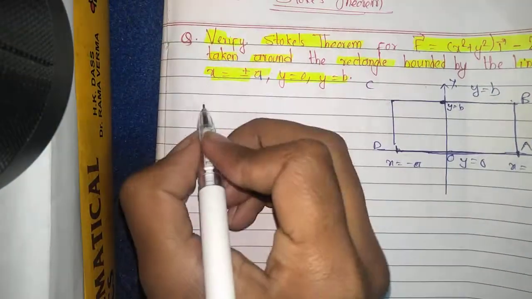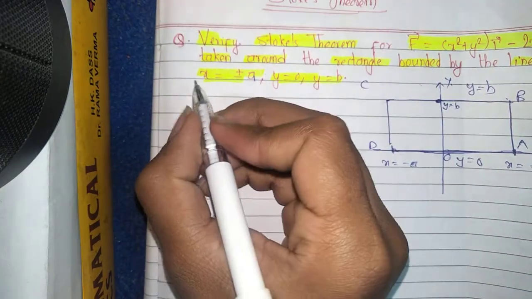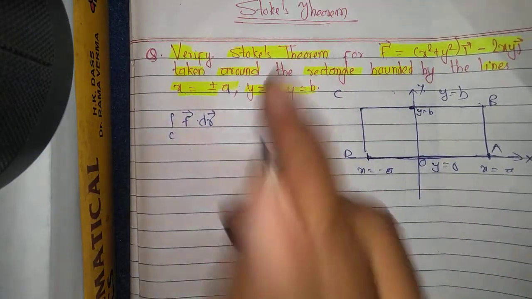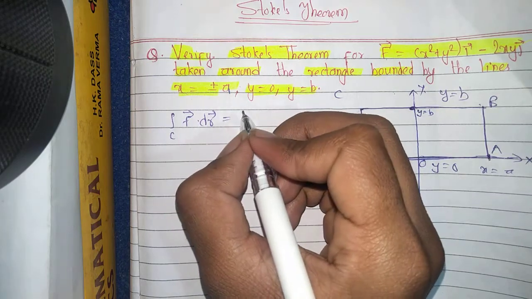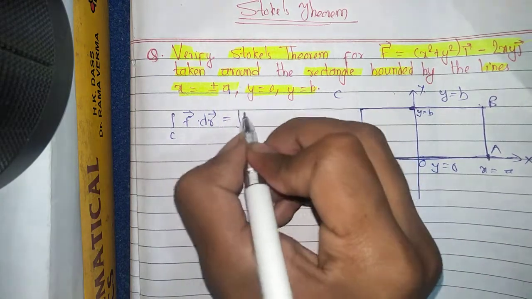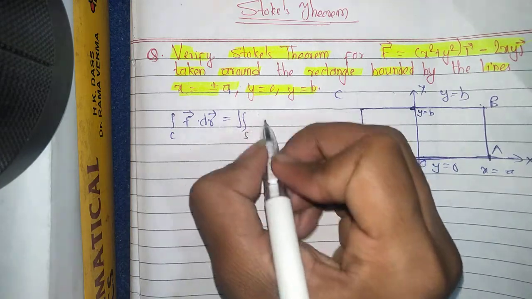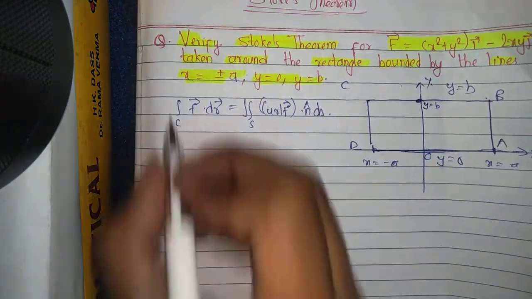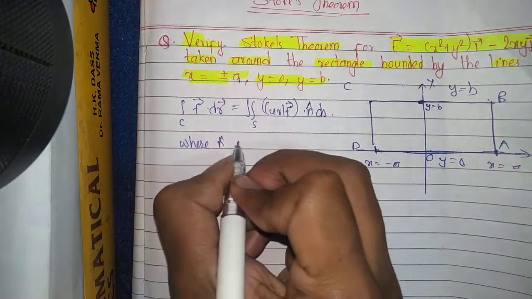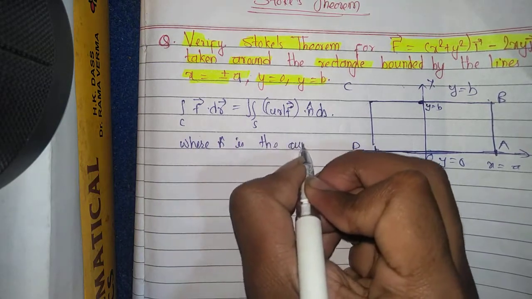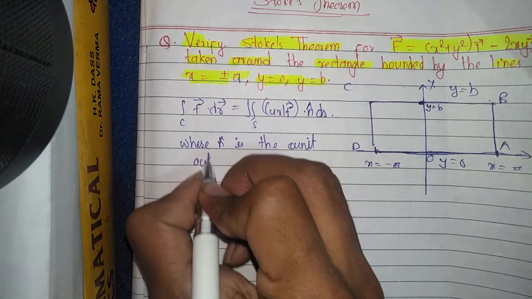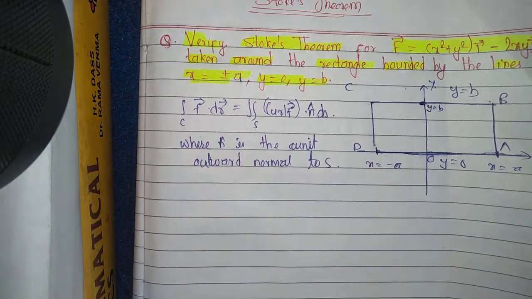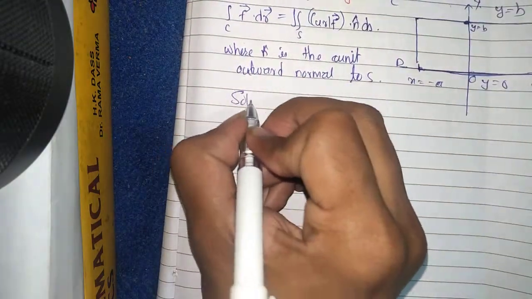Now to verify the Stokes theorem, we have to show that the line integral of vector function F dot dr equals the surface integral of curl of vector function F dot n cap dS, where n cap is the unit outward normal to S. Okay, so now let us move to our solution.